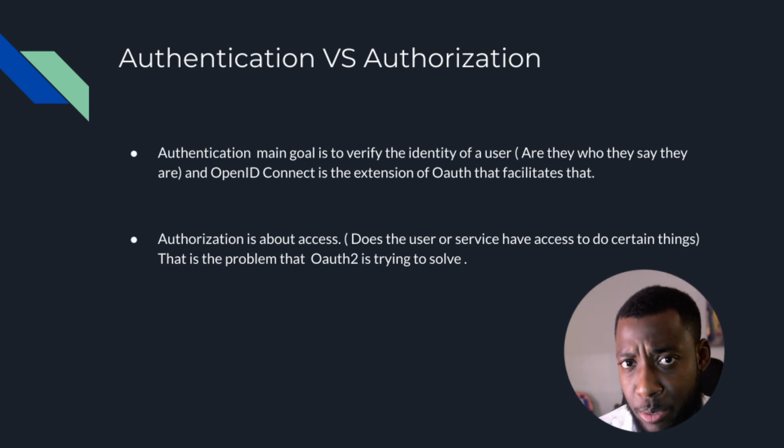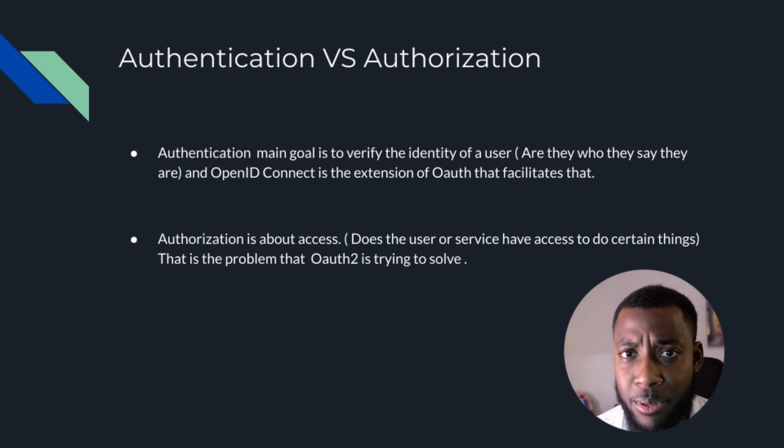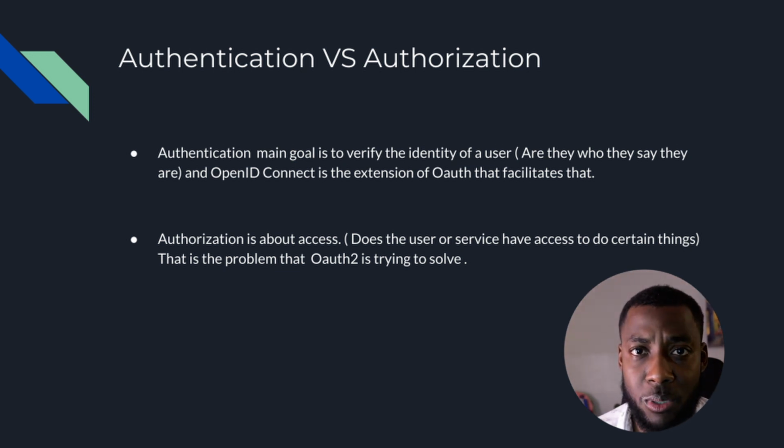Authentication has the purpose of identifying a user for who they are. An analogy would be if you have your government ID, the purpose of the government ID is to authenticate you for who you are. So the role of authentication is to find a way to identify you and make sure you are who you say you are.